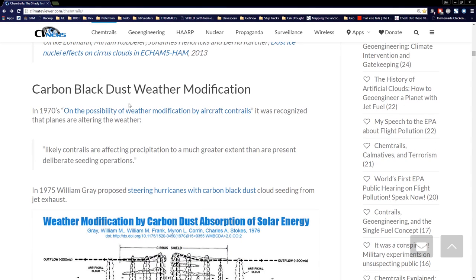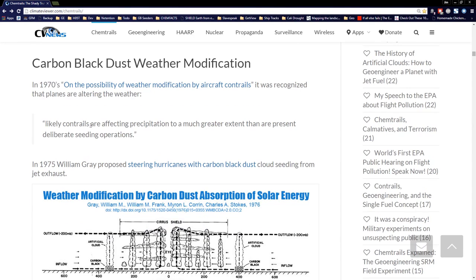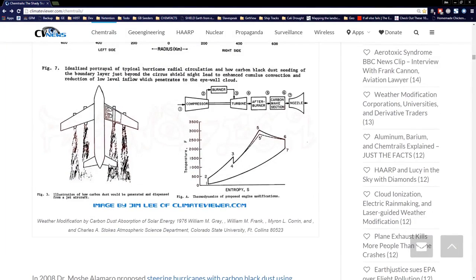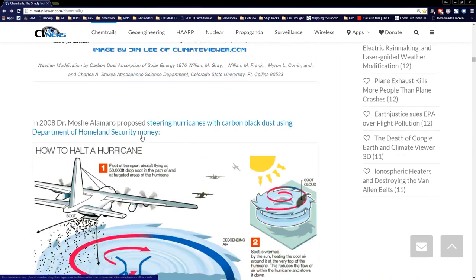Carbon black dust and weather modification. So in the 1970s, on the possibility of weather modification by aircraft contrails, they said, quote, "likely that contrails are affecting precipitation to a much greater extent than our present deliberate seeding operations." Then in 1975, William Gray said, let's steer some hurricanes with carbon black dust. Here's a chart of that. You can see the carbon black dust shooting out of the jet engine. And here they say carbon makes section in the jet engine.